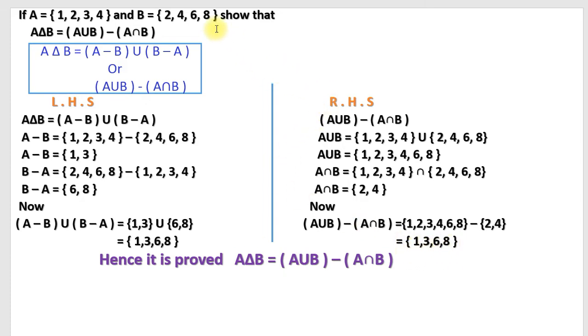Students, in the beginning I told you when it is written show that, the answers of both sides should come the same. So please look at the answer of the left hand side. The answer of the left hand side is {1, 3, 6, 8}. Now look at the right hand side answer. The answer is {1, 3, 6, 8}. So both sides' answers are coming the same. Hence it is proved that A symmetric difference B is equal to (A union B) minus or difference (A intersection B). I hope you understood clearly.